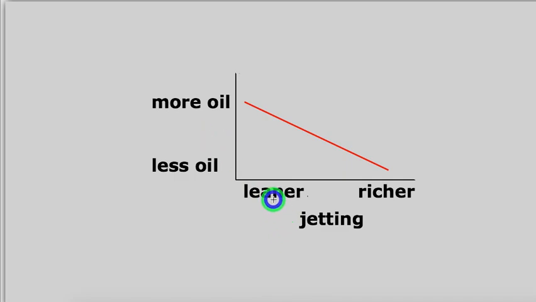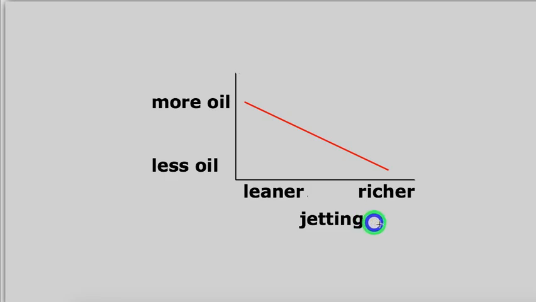The leaner the jetting, the more oil you can add without having spooge. The richer the jetting, the less oil you can add. Okay, but what happens when you go leaner? You're risking seizure because you're making the engine hotter. And what happens when you go richer? You risk fouling plugs. So it's best to get the jetting just right to begin with.